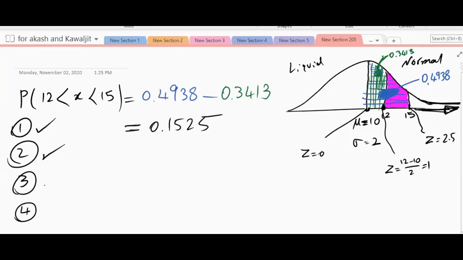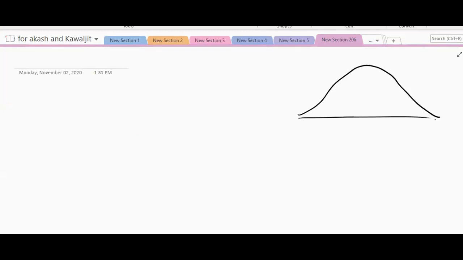Therefore, the answer to the question is 0.1525. Okay, how many areas of interest did we have? 3. Very good. Pay attention that this question was special, with 3 areas of interest. There was one area that we were really interested in, but to find that area, we had to find 2 other areas as well. And then we found the areas in the table. Normal table, normal curve is beautiful.